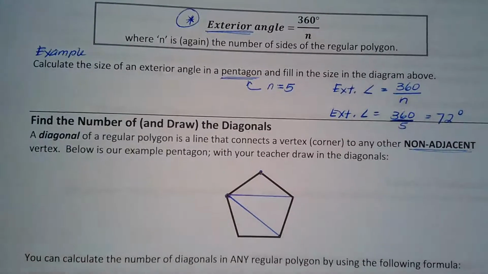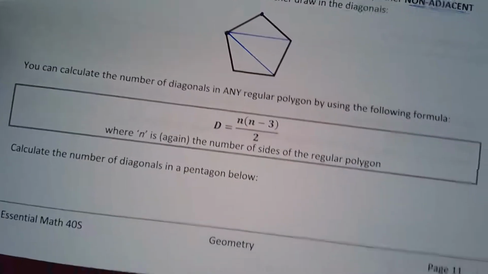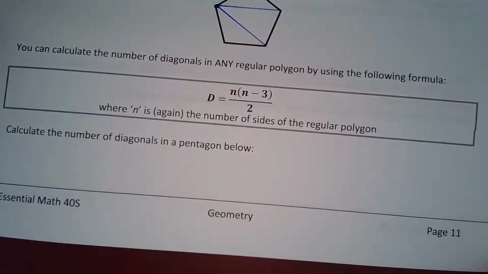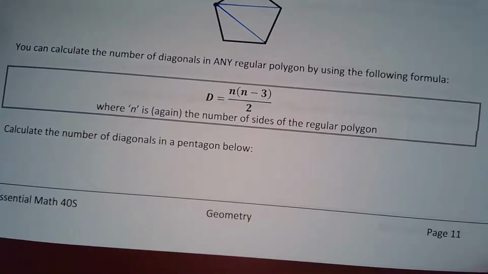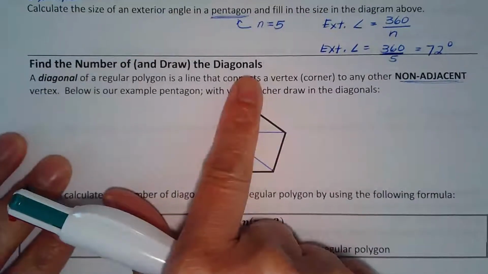Okay, I see that another person just joined, so if you're just joining us, we're on page 11. Okay, page 11. We're just doing this number of diagonals.